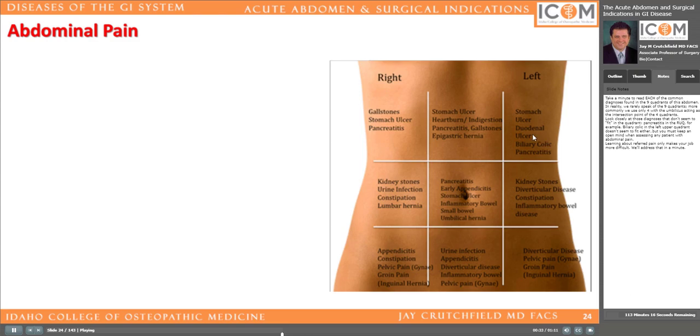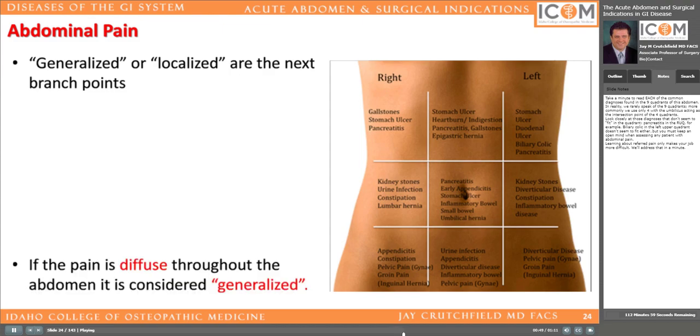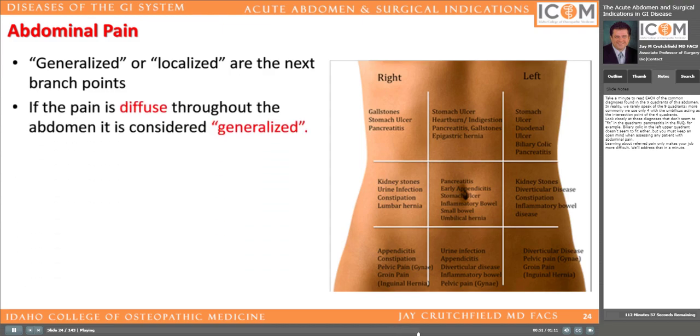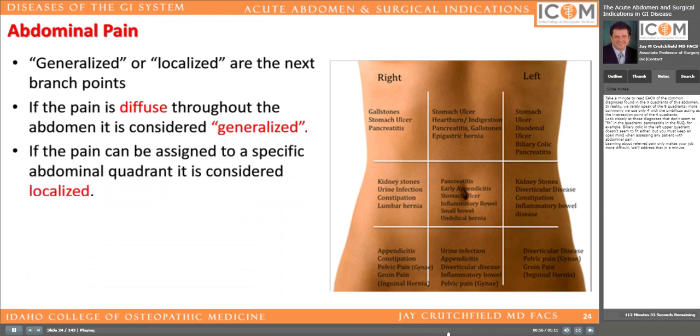But you must keep an open mind when assessing any patient with abdominal pain. Learning about referred pain only makes your job a little more difficult. We'll address that in a minute. As part of this flowchart, generalized or localized pain are the next branch points. If the pain is diffuse throughout the abdomen, it's considered generalized, and if the pain can be assigned to a specific abdominal region or quadrant, it's considered localized.